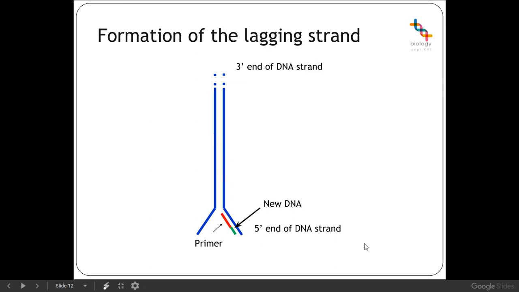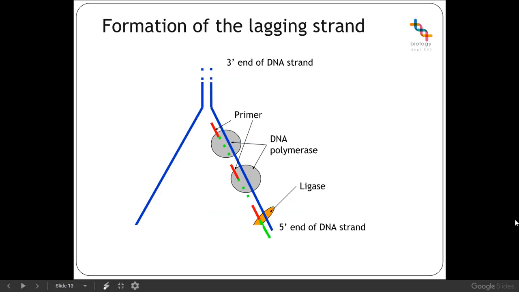Now that means we've got this section, but we need to go this way, we need to copy along here as well. So that's only going to happen quite slowly as DNA polymerase opens up the strand and lets more sections become available. What essentially happens is you have several primers coming along and binding, and DNA polymerase works down the way, adding new nucleotides onto the 3' end here, and here. And that results in these shorter fragments of DNA being produced.